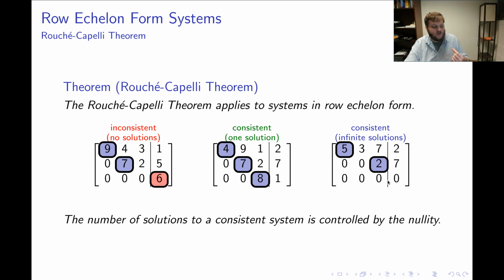Again, the number of solutions to a consistent system is ultimately controlled by the nullity of the coefficient matrix. If the nullity of the coefficient matrix is 0, that means there's no free variables, which means there's only one solution to the system. And if the nullity is greater than 0, that means there's at least one free variable, which will give us infinitely many solutions as long as we're consistent.